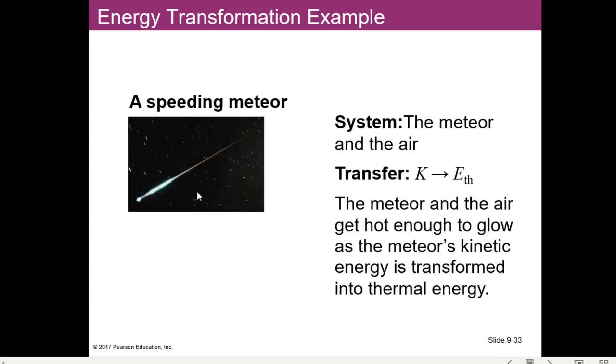Here's a speeding meteor, and as it comes through the atmosphere, it slows down. It radiates heat by being slowed down by the molecules of air in the atmosphere. And so it's transforming its kinetic energy of motion into heat energy of heating up itself and the air molecules.